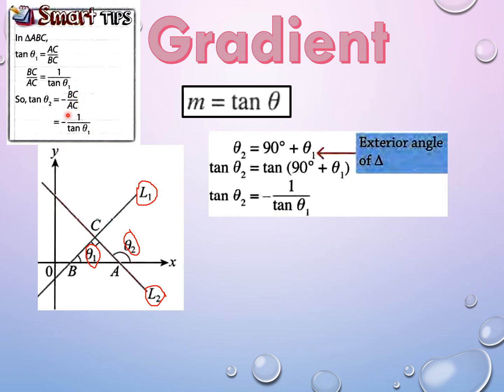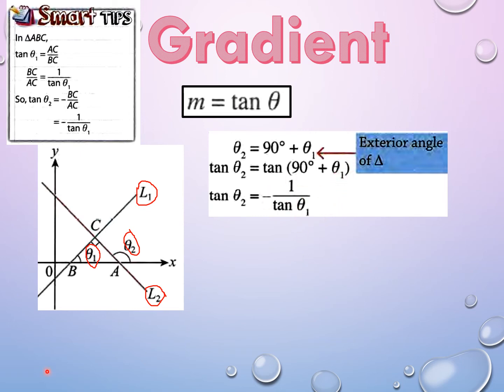This is the trigonometry formula. You will learn this in trigonometry during your Form 5, how to change the angle into the exterior angle. So from here, tangent of (90 plus theta 1) equals negative 1 over tangent theta 1. So this is the formula.